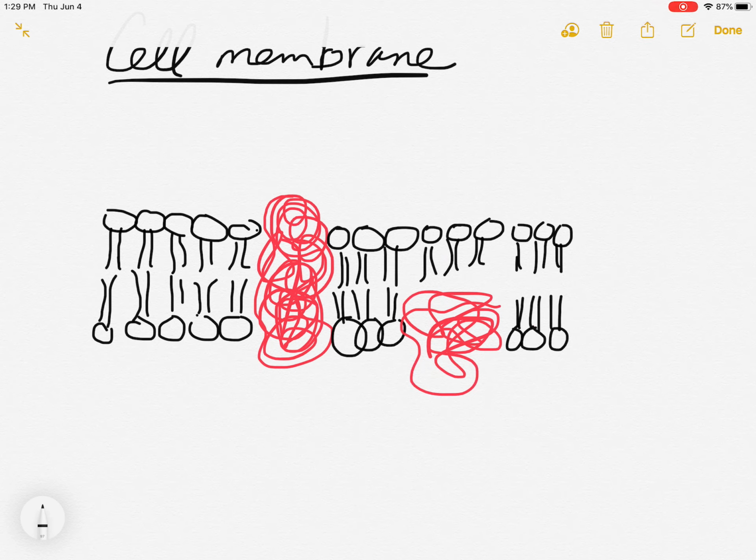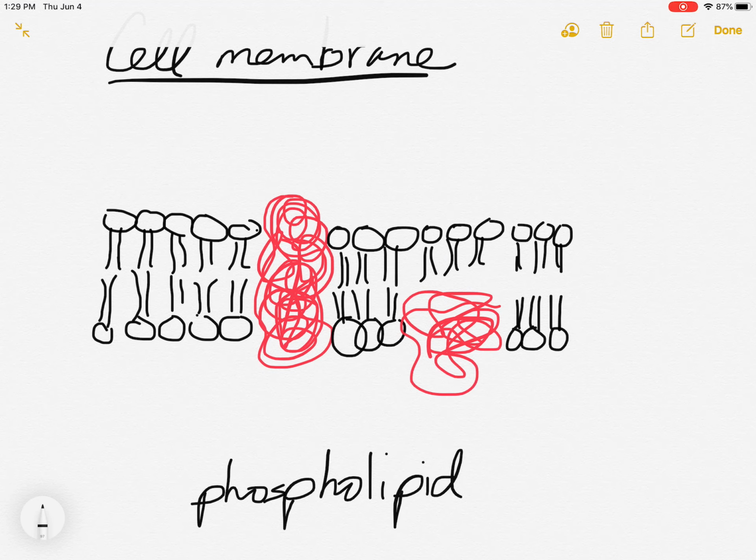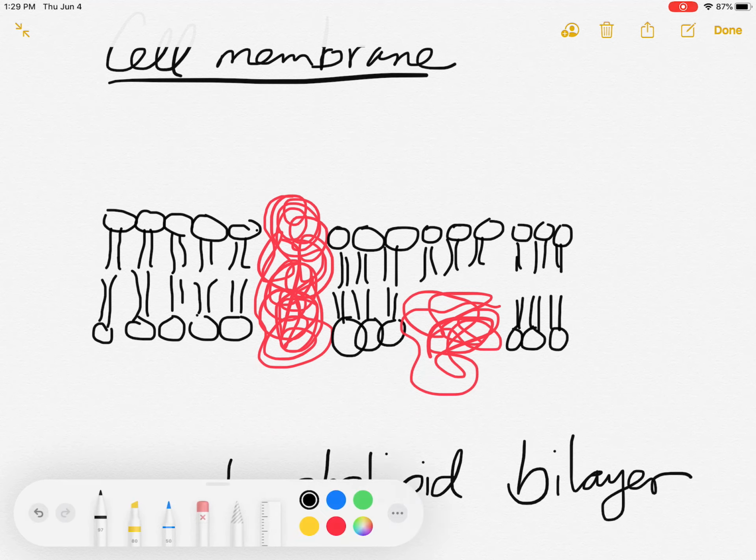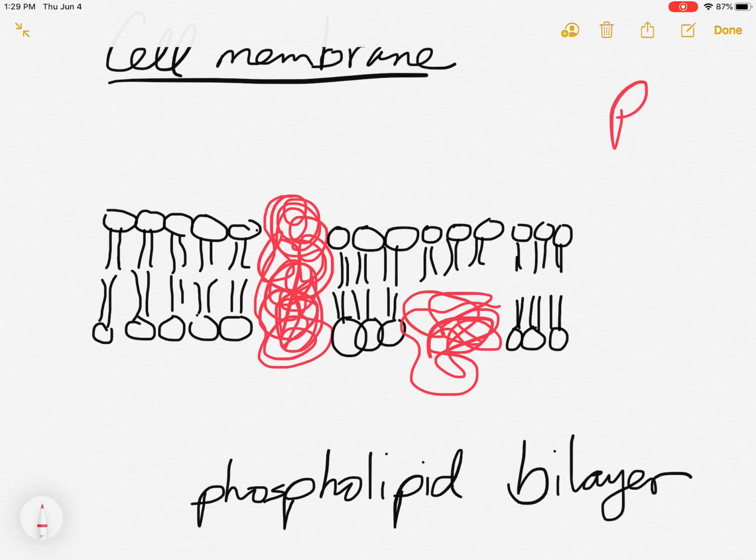Okay. We call this structure a phospholipid bilayer. Phospholipid, right? I can write that underneath here if you want. That's what these black things are. Phospholipid. And we'll learn more about their structure a little bit later on. And we call it a bilayer because you can see how it's made of two layers, one on top of the other. And then it's got these proteins, these protein molecules that are stuck in between. That's what these red things are.